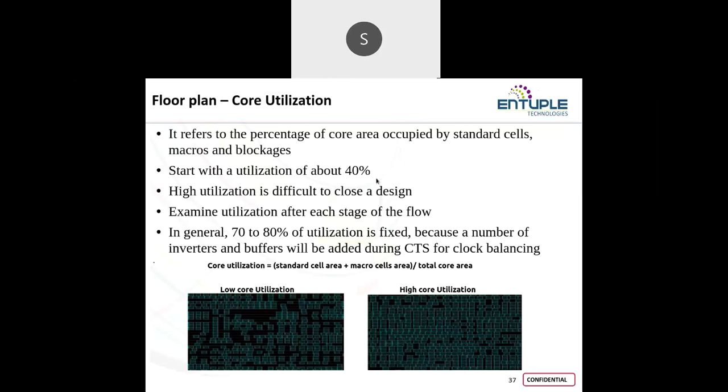So 40% is nothing but 0.4. We'll be setting the aspect ratio as 1. If I set it to 1, it will go into a square shape. If it is less than 1, it will go into a horizontal rectangular shape. If it is greater than 1, it will go into a vertical rectangular shape.